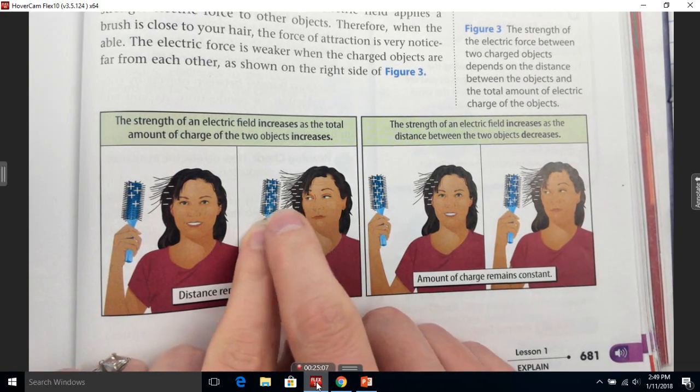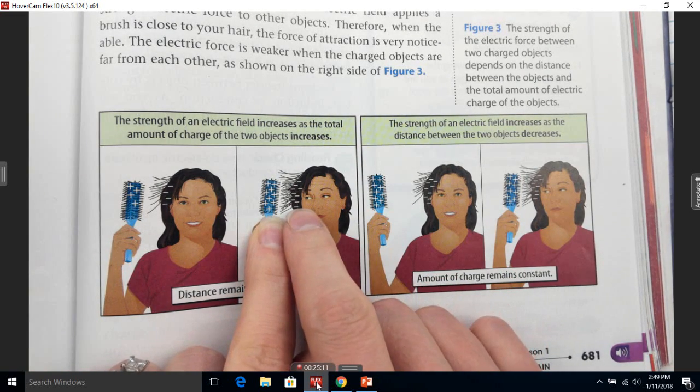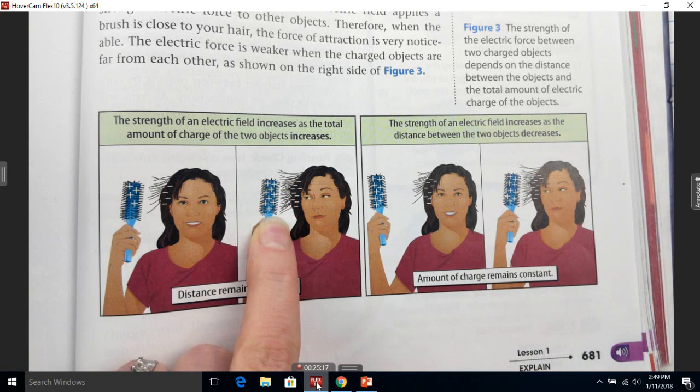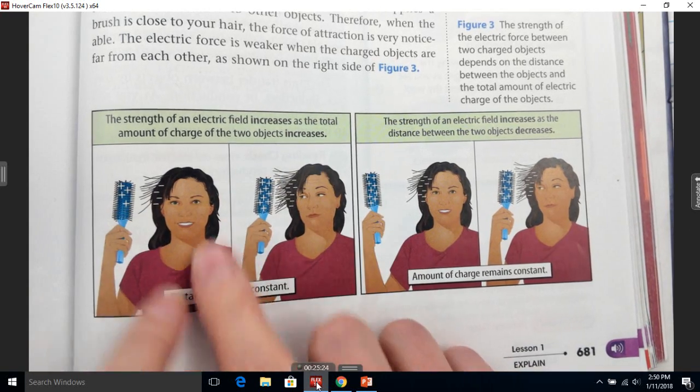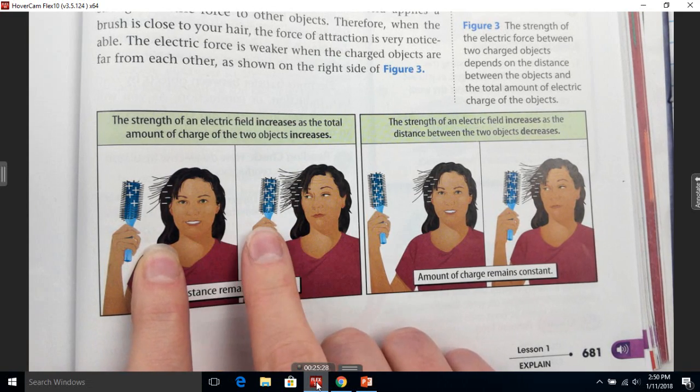In this one, they're like, okay, now I have like double the charges. Well, look at double the hair that goes up. So the more charge I have, the more force I have. That's what Coulomb's law says. This one, the distance doesn't change. I'm just having more charges.